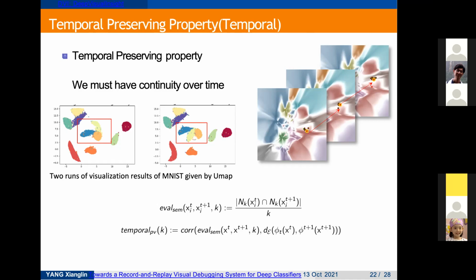And then, to evaluate the temporal preserving property, we just calculate the Pearson correlation between the semantics of some sample and its low dimensional position change. So that's the temporal preserving property.